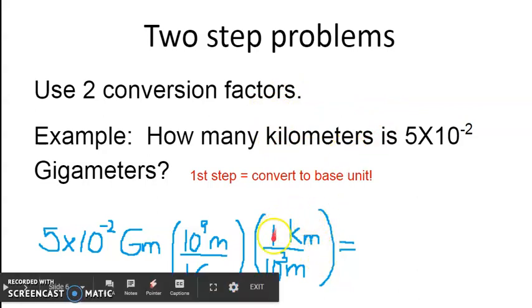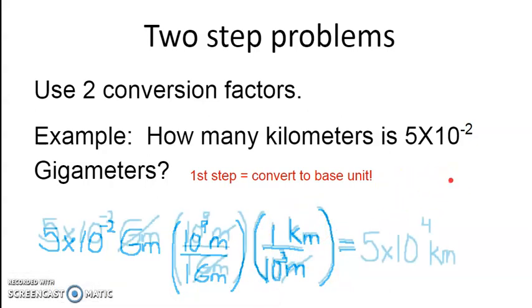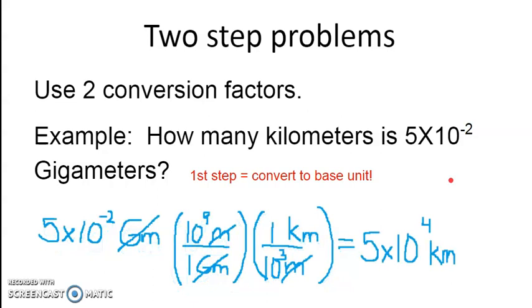So again, we're looking for kilometers, so that winds up on top. All right, and now the meters cross out. And if we rewrite that with all the crossouts, you notice only kilometers is left. And we do the math, and we get 5 times 10 to the 4th kilometers.